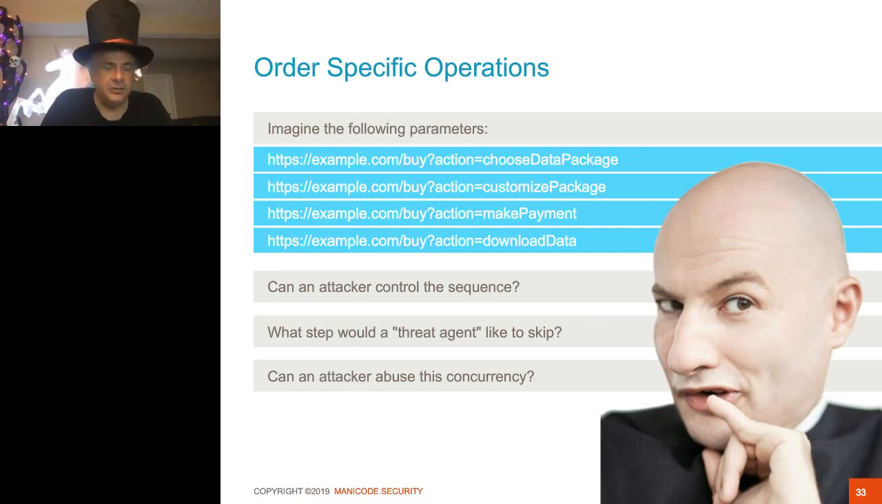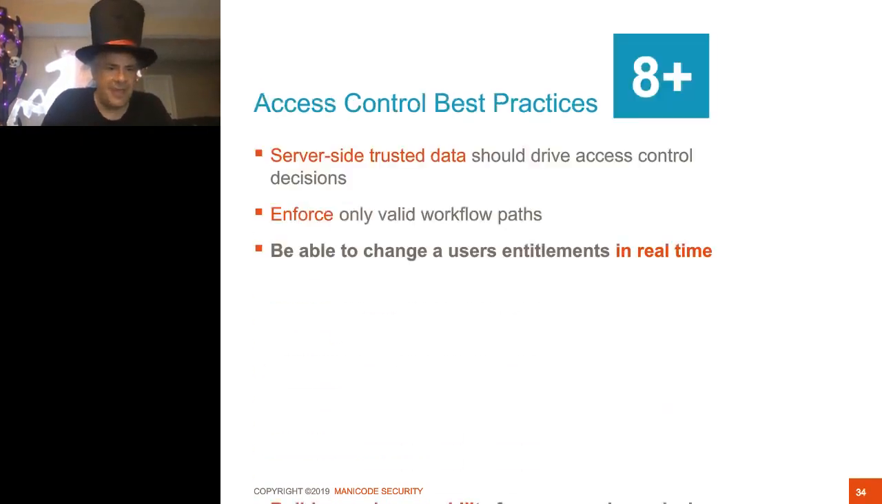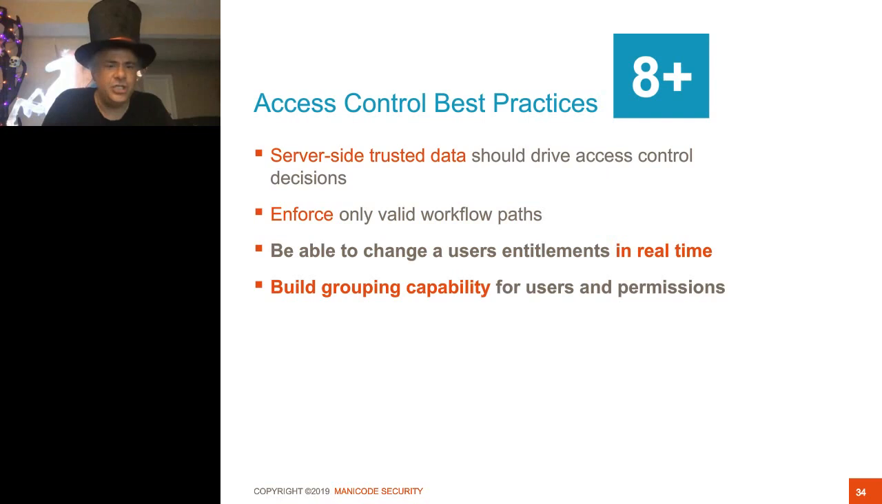Let's charge on here. We're looking at best practices. Be able to change a user's entitlements in real time and do grouping. For performance reasons, I'm often caching a user's access control rules inside of the session at login time. I want to make sure that if I, as administrator, change somebody's access control policy for a particular user, oh, that's a giant problem.